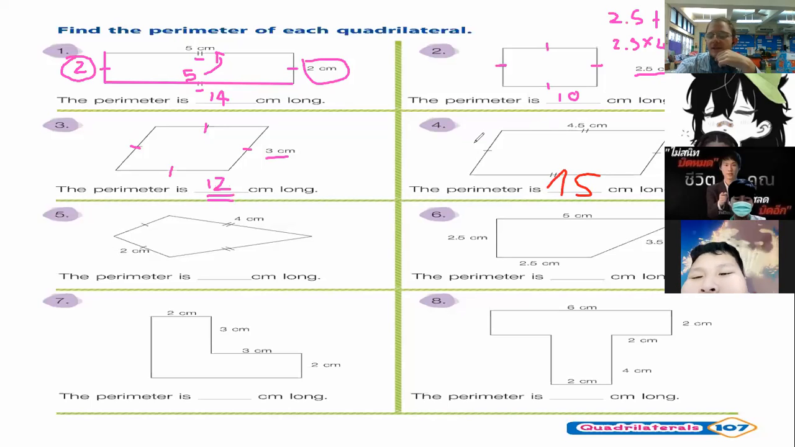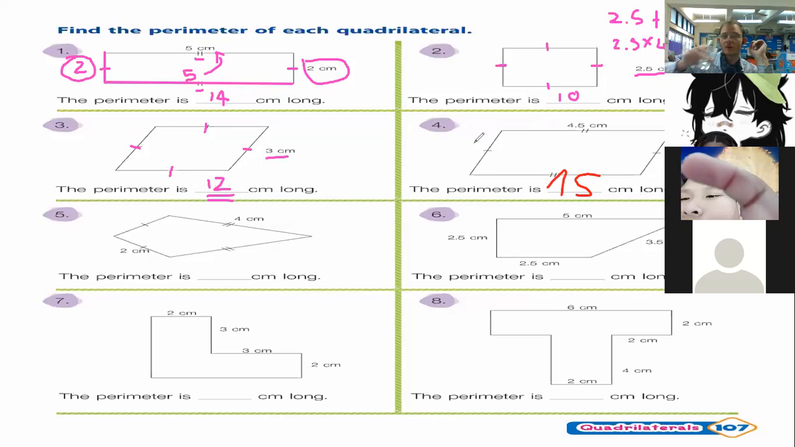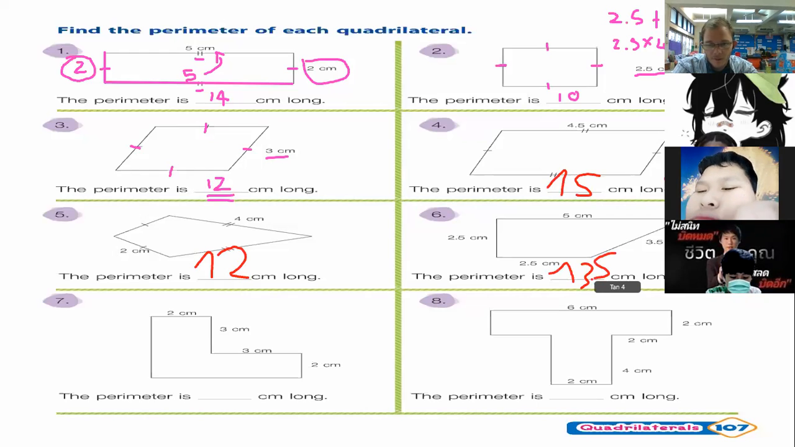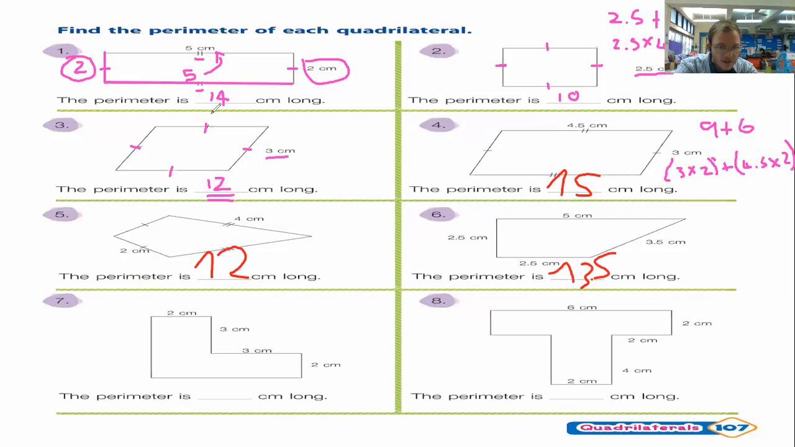How did you get 15, Tantan? You get 9 plus 6. Excellent. You take 9 plus 6 to give you 15. And that 9 plus 6 is 3 times 2, no, plus 4.5 times 2. Okay. So these ones, we don't have to write a formula. Let's see. Tantan is doing some more mathematics here for us.